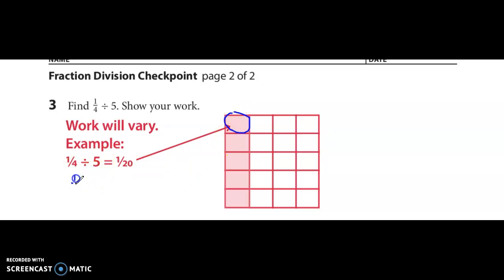Another way you could have showed your work would be 1/4 divided by 5 and kept the 1/4, changed the sign to multiplication, and then flipped the fraction because this would be 5 over 1, so you'd flip it to 1/5. And then you multiply your fractions out. 1 times 1 is 1, and then 5 times 4 is 20. So your answer would be 1/20.